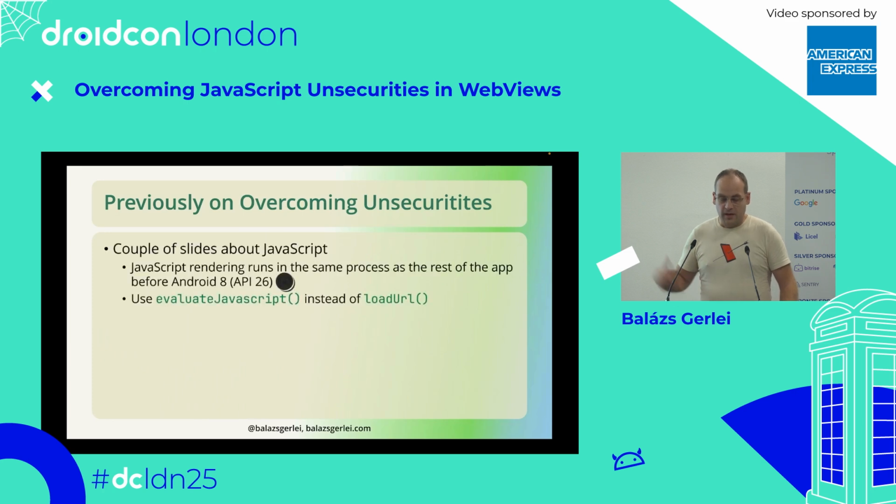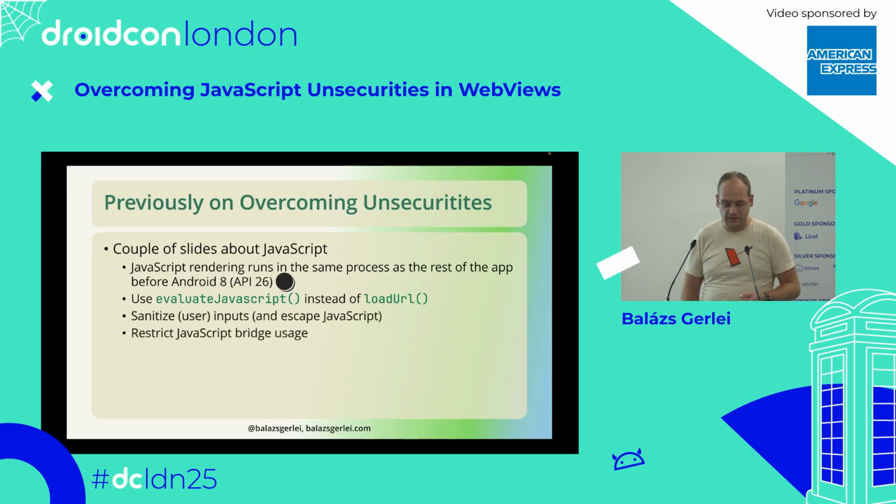Okay, about JavaScript, I mentioned it last year, but just briefly, basically just a couple of slides. The main thing I mentioned is that the rendering itself runs in the same process as the rest of the application before Android 8, meaning it can access the memory space of your application. And I also highlighted very much, and I want to highlight it again, that to run JavaScript with a WebView, you should use the evaluate JavaScript, not the load URL, which does work, by the way. So it's kind of a side effect that if you pass JavaScript scheme to it, it runs the JavaScript, but you should use the evaluate JavaScript.